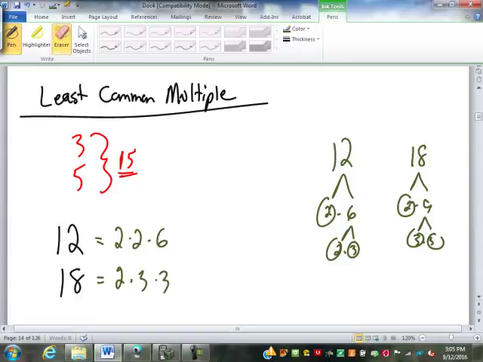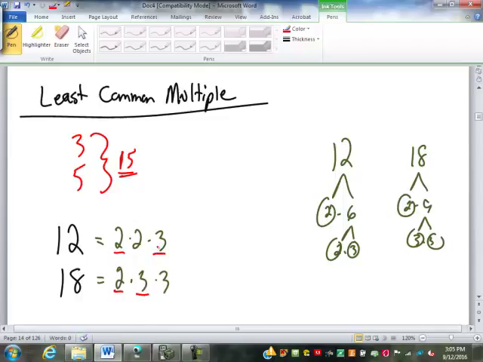Why did I put a 6 there in the 12? Maybe 2 times 2 times 3. Correct? So 12 is 2 times 2 times 3. 18 is 2 times 3 times 3. I look at what they already have in common. They both have a 2. They both have a 3.